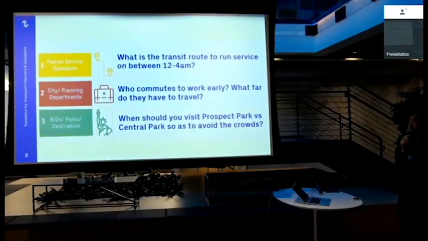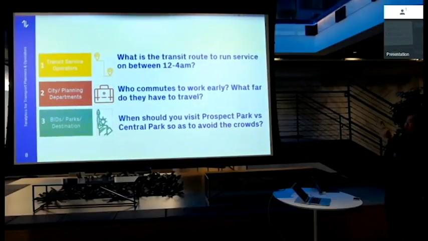What is the transit route to run service between midnight to 4 a.m., assuming you have a bus just sitting there? Like, where should I put it? What is that? L train. All right. We're going to look at that next.